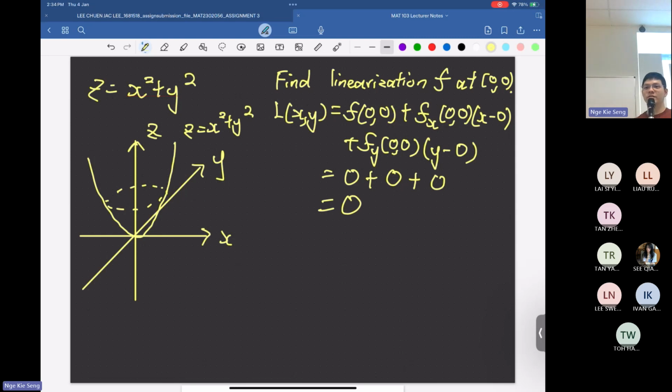So you get a plane that is z equals 0. What is z equals 0? It's the xy plane, right? So your linearization here is the whole xy plane, which kind of makes sense. So your tangent plane is like this, at the point (0,0).